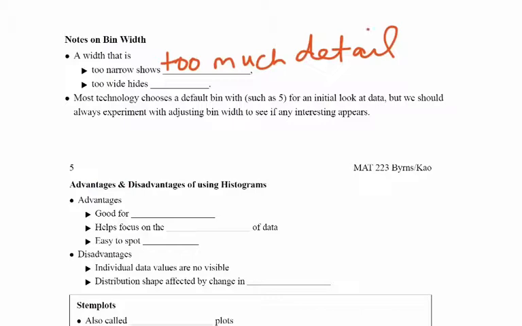A bin width that is too narrow shows too much detail. If it's too wide, it might hide the detail. So you're going to want to play around with the bin width a little bit when you're working with these to see what makes sense for the data you're using. The technology will usually choose a default bin width, and that's probably what you can go with most of the time. But sometimes you might want more detail, so you may want to change that bin width yourself.